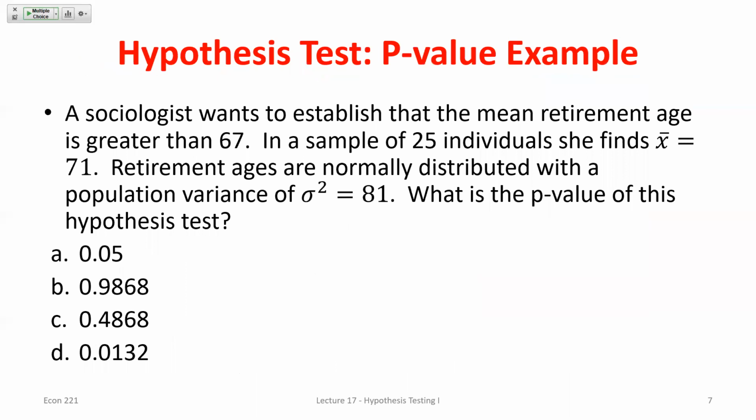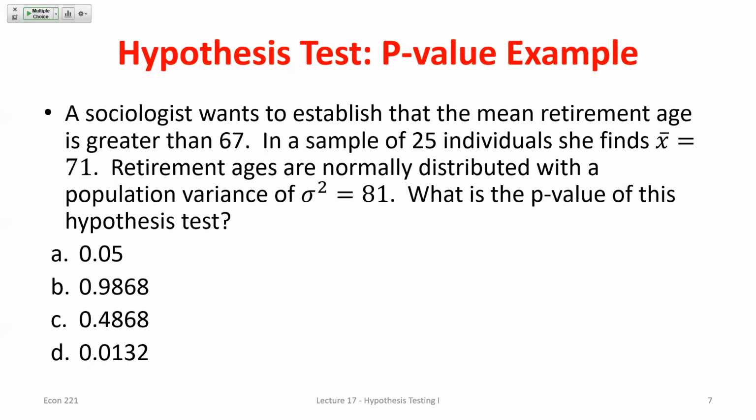So let's work through one more example. Let's say I've got a different example. I think we did this one last class, at least just determining what the null and alternative hypotheses are. Let's say there's a sociologist who wants to test whether the mean retirement age is greater than 67. I think I changed it a little bit.